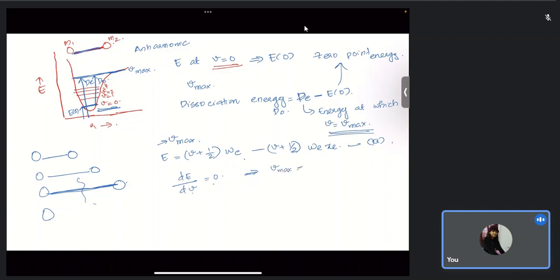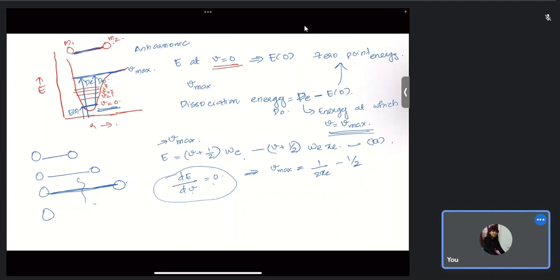And in the class, sir has also solved it and told how it is being done. If you have any problem, we can try differentiating it now. Otherwise, you can try differentiating by yourself. You will definitely get V max value as 1 by 2xc minus 1 by 2. Okay, so we'll know what is V max.